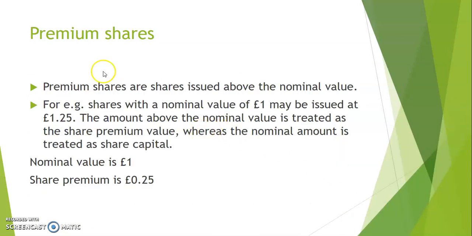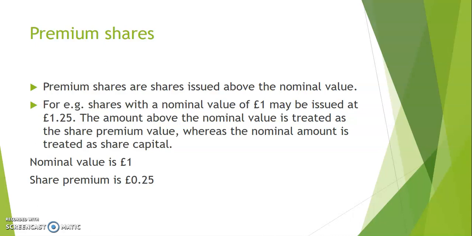So premium shares is the second type. Premium shares are shares issued above the nominal value. Like I said, a business will set a base price. If it is sold above that nominal value, above the par value, then they are known to be premium shares. For example, shares that have a nominal value of £1 may be issued at £1.25. A business may decide to sell them at higher than the nominal or par value. The amount above the nominal value is treated as the share premium, and the nominal value is treated as share capital.